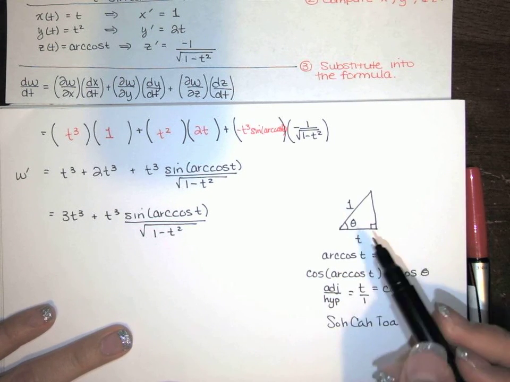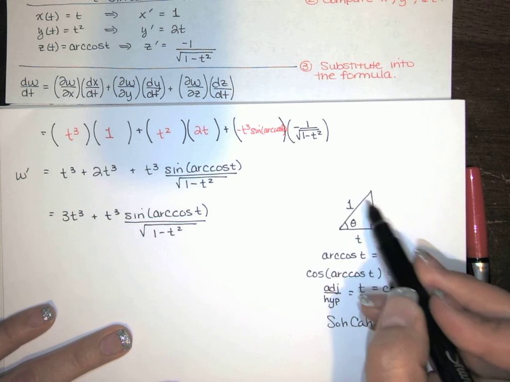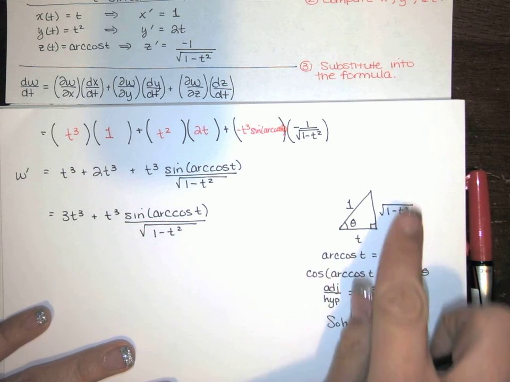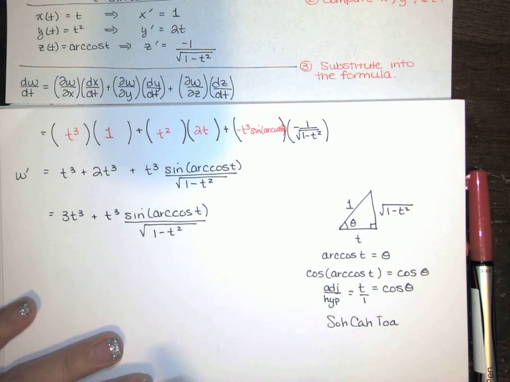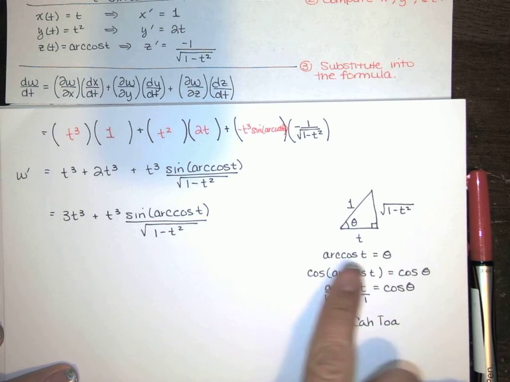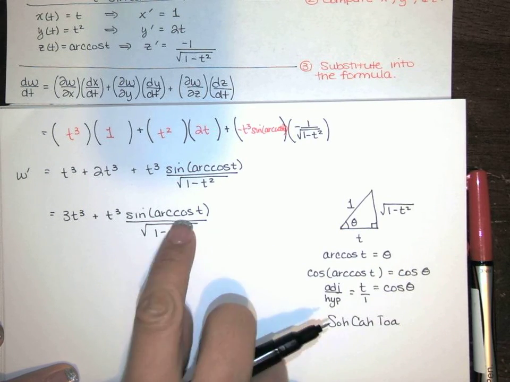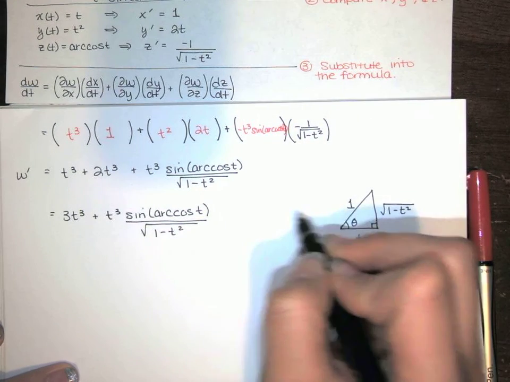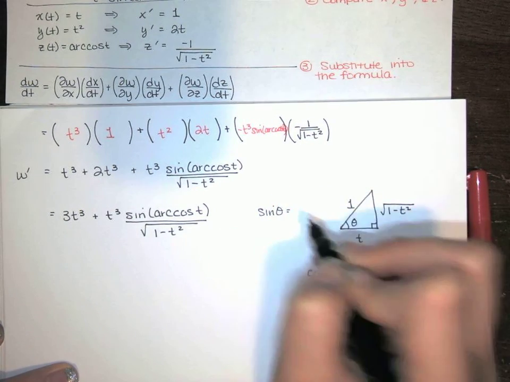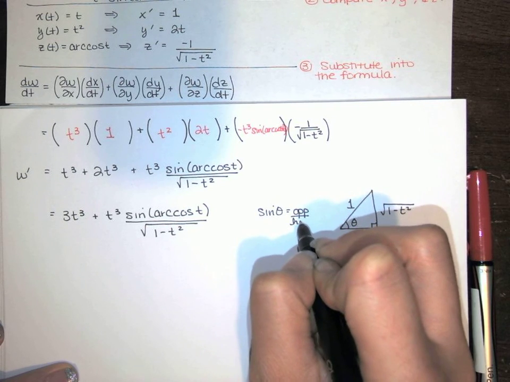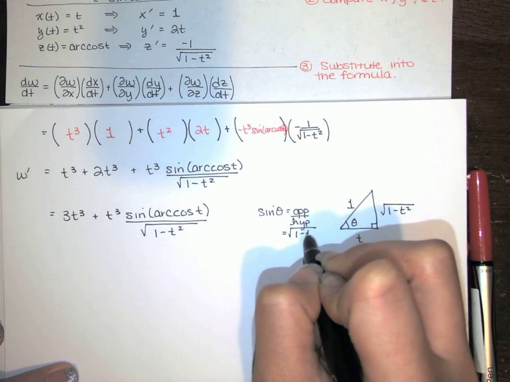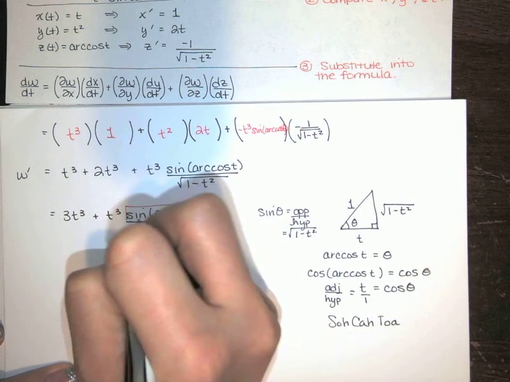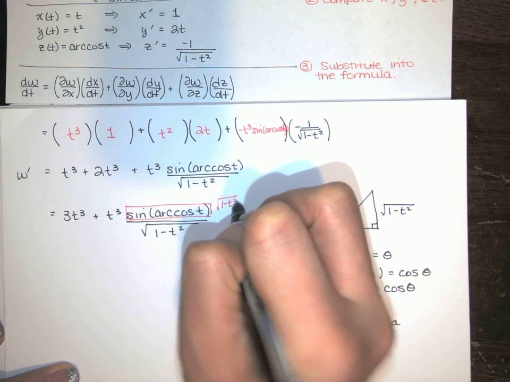And then using the Pythagorean theorem, this squared plus this squared has to be this squared. If you use the Pythagorean theorem, you'll find that that's our third side. So arc cosine of t is theta. Now I want sine of theta. Well, I can use this triangle to find sine of theta. Well, sine of theta, using SOHCAHTOA again, is opposite over hypotenuse. So that's square root of 1 minus t squared over 1. What does that mean? That means this is the square root of 1 minus t squared.